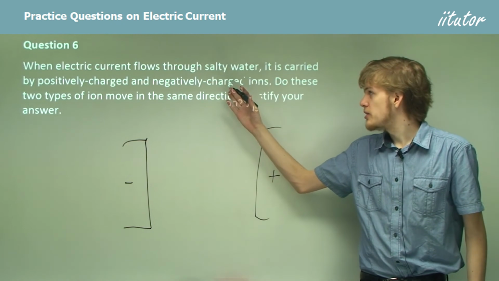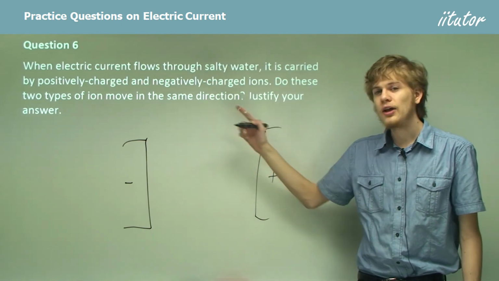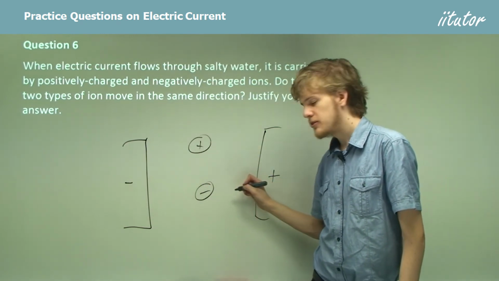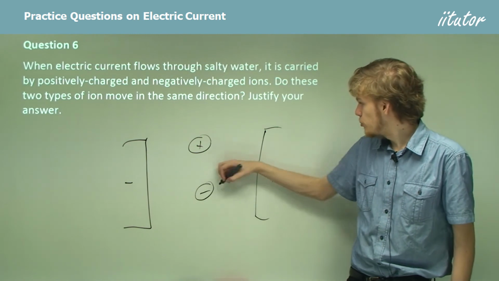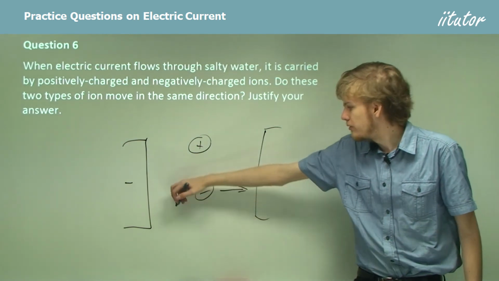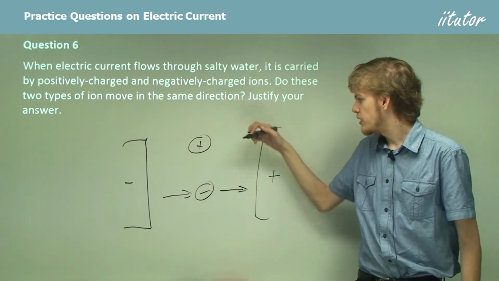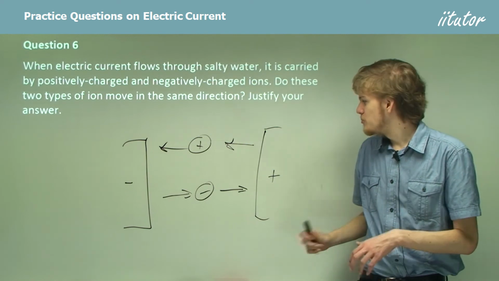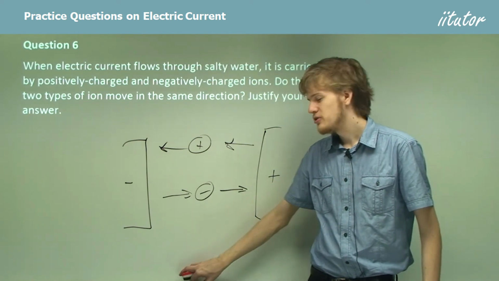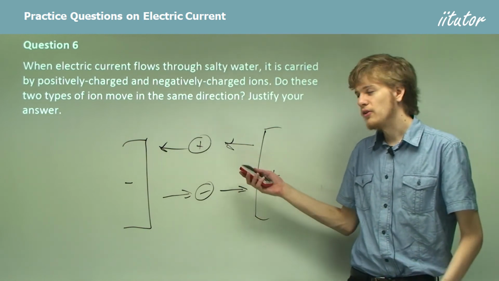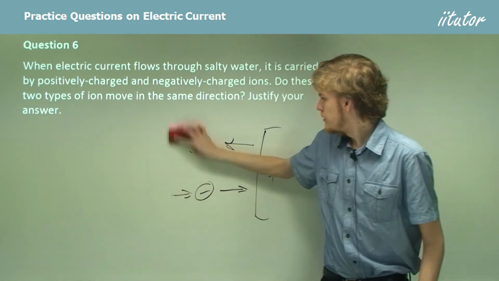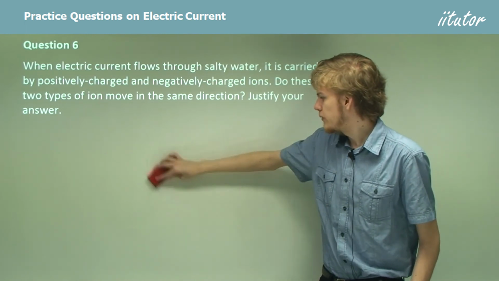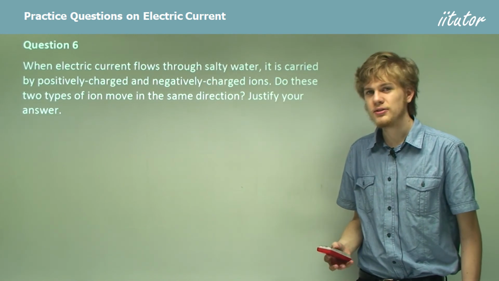Now, suppose we're in this situation and we have positively charged ions and negatively charged ions. So we have positive charges and negative charges. The negative charges will be attracted this way and repelled this way, but the positive charges will move in the opposite direction. So, are they going to move in the same direction? Well, certainly not. You can see that they're going to move in quite the opposite direction. The positive charge will move in the direction that we expect the conventional current to flow in, and the negative charge will move in the opposite direction.